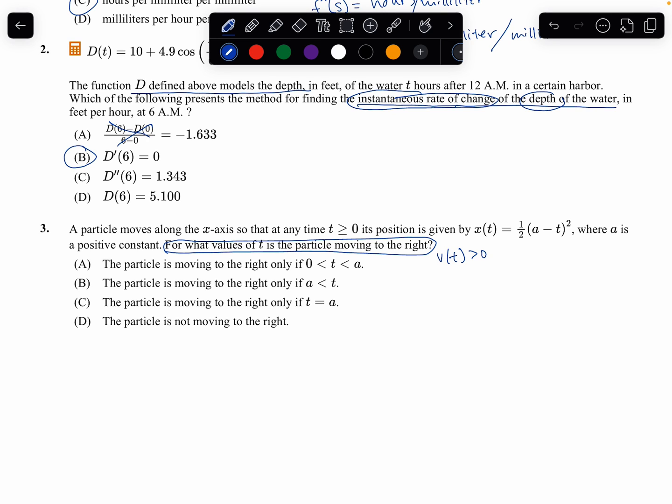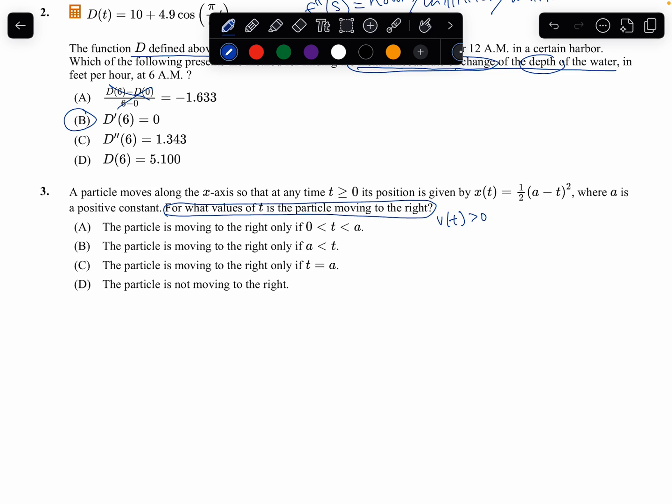So let's go ahead and just take the derivative. We know that v of t will be equal to x prime of t. We're going to have to use the power rule, so we bring the 2 over here, and that's going to cancel. But we're also going to have to use the chain rule. So it's a minus t times, now a is a positive constant, so when I take the derivative of the inside, the a gives 0, and the derivative of negative t is negative 1. So the velocity v of t is equal to negative a plus t. And when velocity is positive, it will be moving to the right.